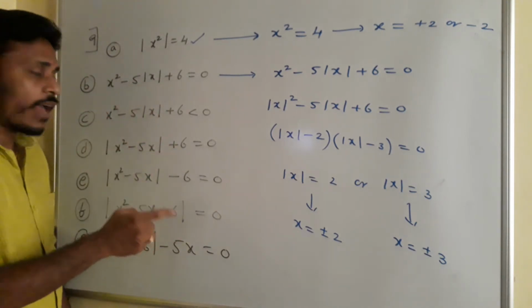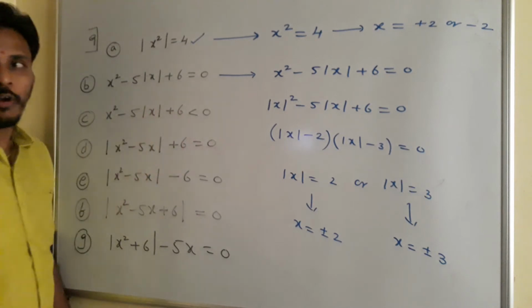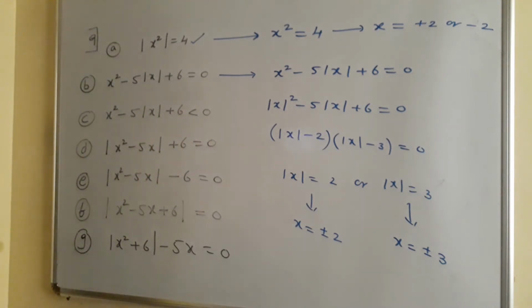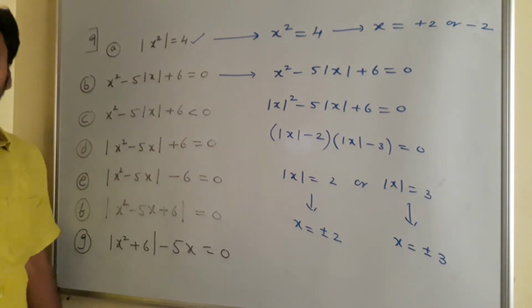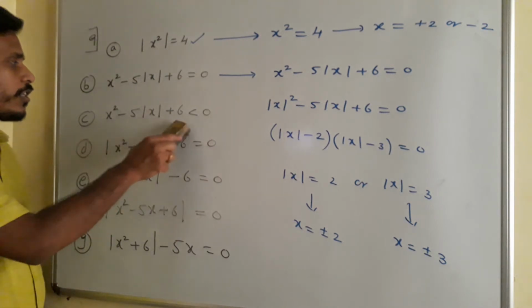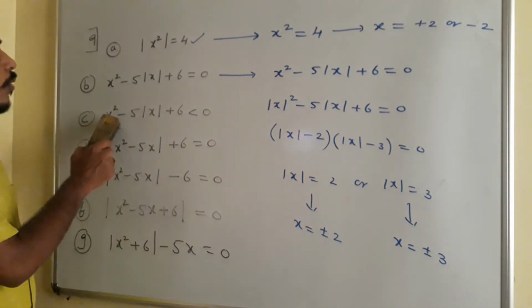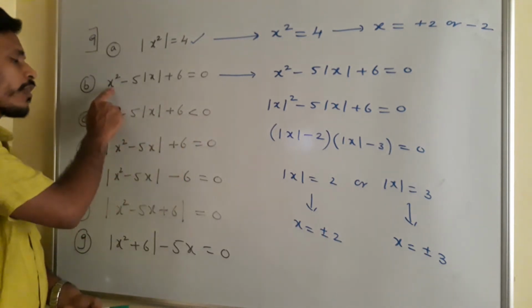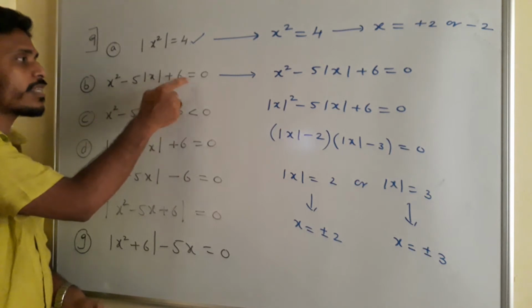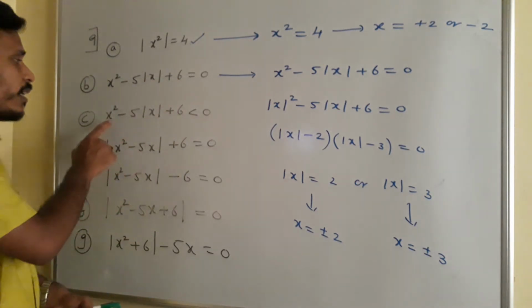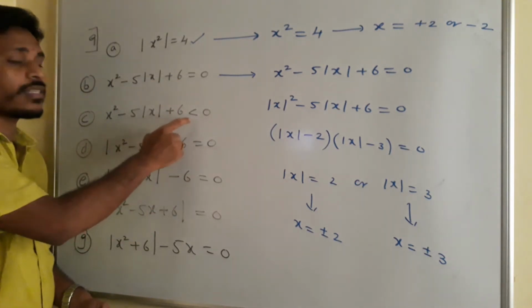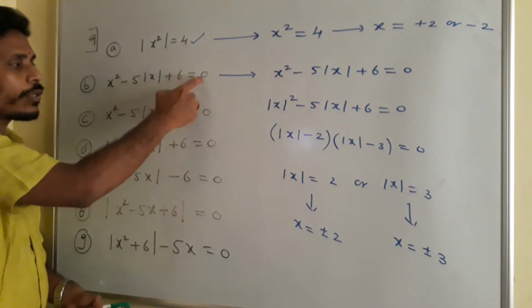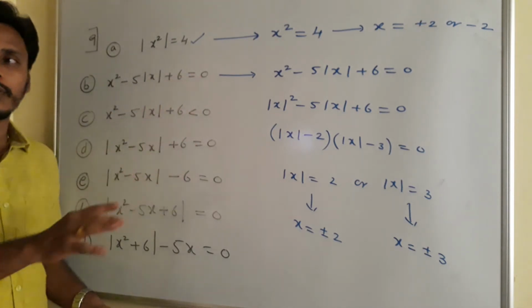Just have a look. I will erase it and I will discuss the third problem. Okay, just think about it. See, the problems are somewhat simple. Okay, step by step I need to move further. And if you think about the third bit, C, this is x square minus 5 mod x plus 6 less than 0. What is B? x square minus 5 mod x plus 6 is equal to 0. What is C? x square minus 5 mod x plus 6 less than 0. See, this is equal to 0 and that is less than 0. The remaining expression is the same.